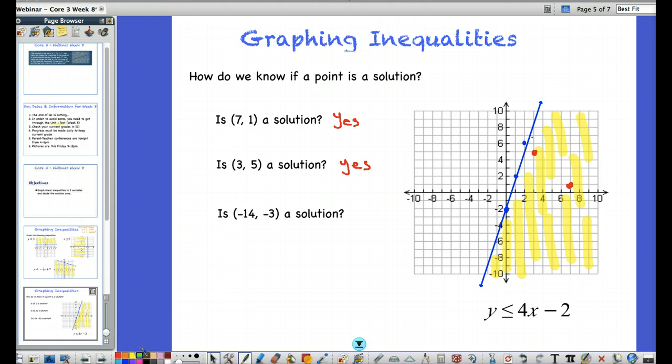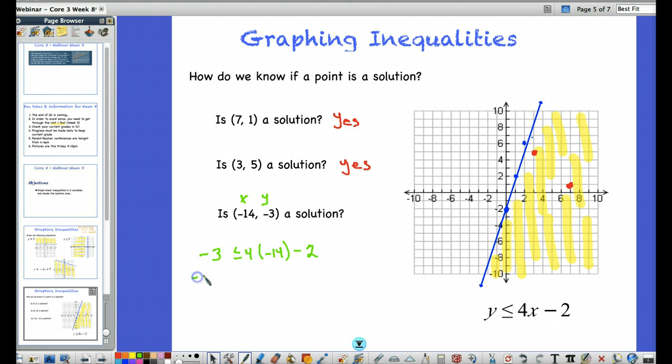No. So you can kind of maybe look, but I'm going to show you guys another way to figure out if a point is a solution. So negative 14, is that x or y? X. So negative 3 is y, right? Well, here's my equation. So what if I just plug in negative 3 for y, and then I plug in negative 14 for x, and I see what happens.